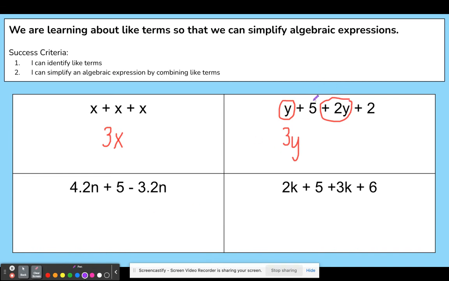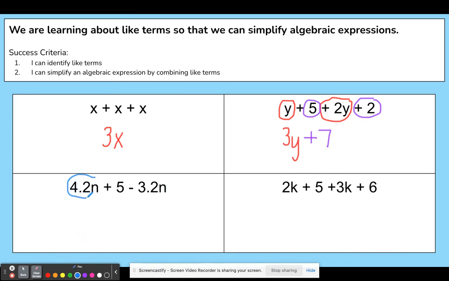Now, this 5 doesn't have a letter. Look for something else without a letter. This plus 2. So I'm going to take my 5 and add 2 to it. 5 plus 2 is 7. It's a positive 7, so it's a plus 7. So when I combine my like terms, I ended up with 3y's, combining the y's, and 7 regular old numbers, plus 7.